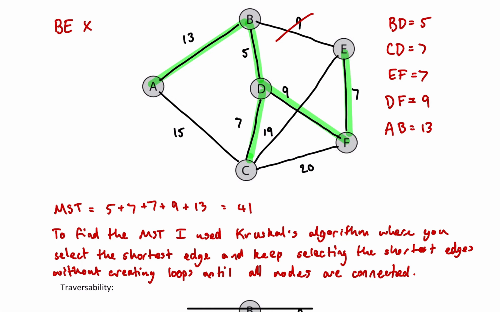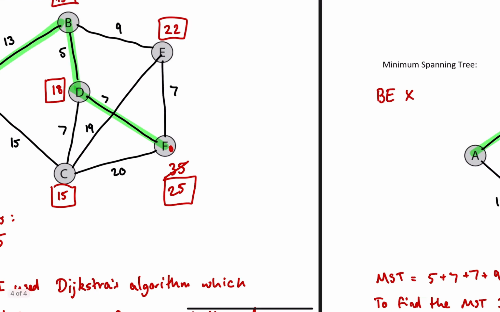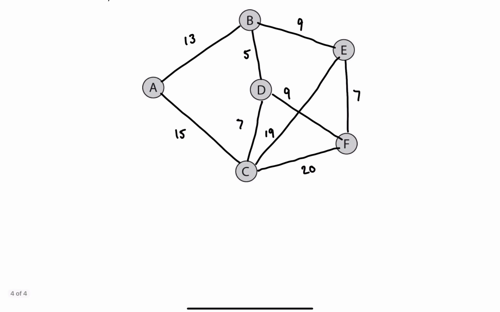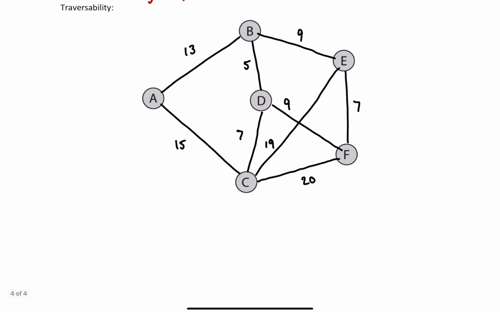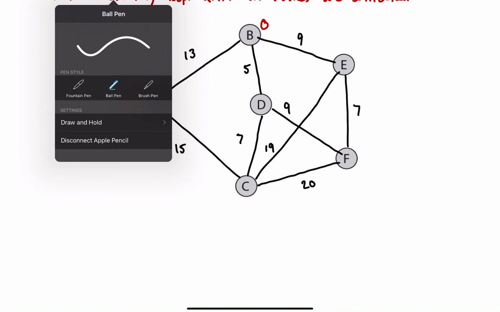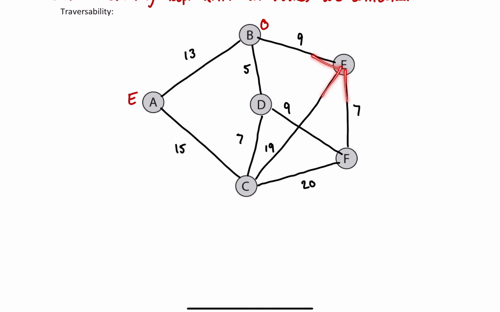Okay, so that's shortest path, that is minimum spanning tree. The last thing to look at is traversability. So is a network traversable or not? This is, I think, the easiest, because all you have to do is count the number of edges coming from a node and state whether it is odd or even. Looking at A, there's an even number of edges because there's 2. Looking at B, there are 3 edges coming off, so it is odd. Looking at E, there's 3 edges coming off, so that is also odd.